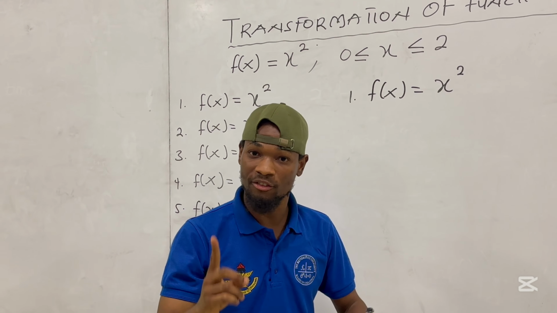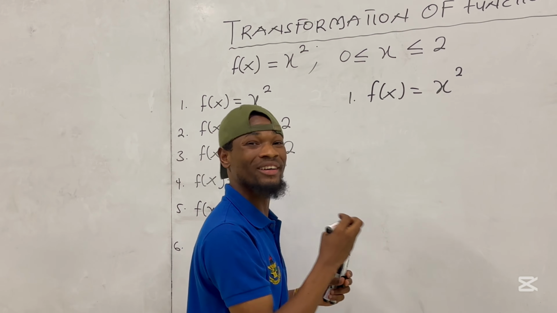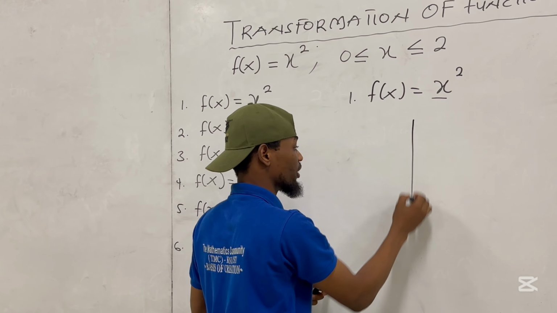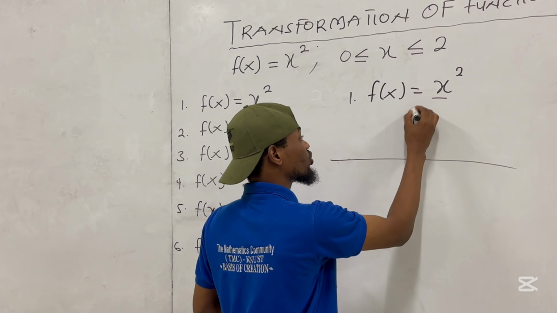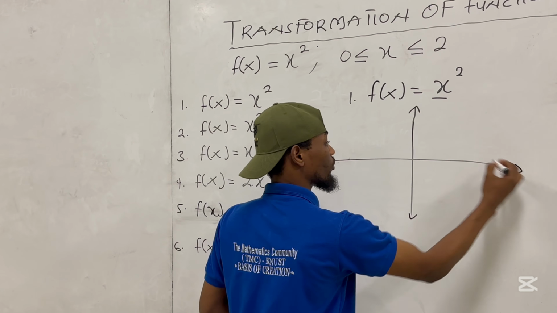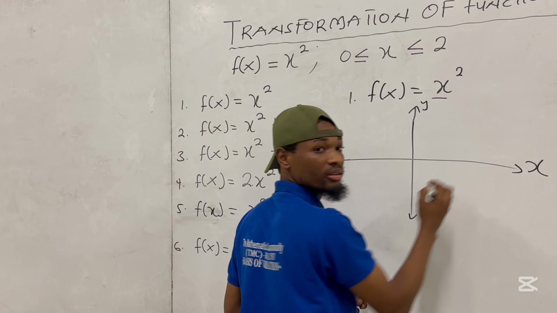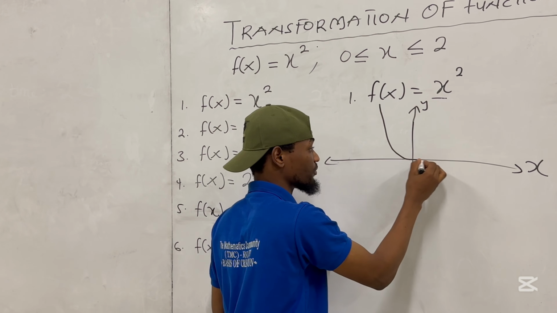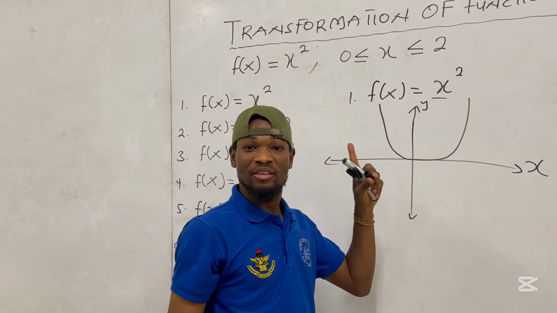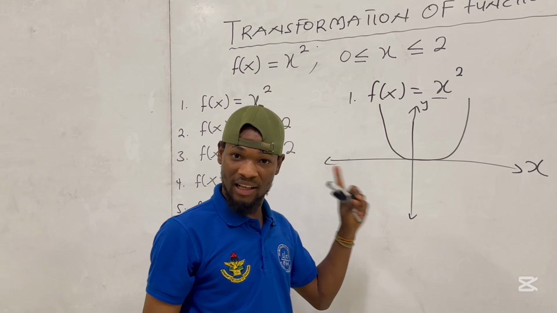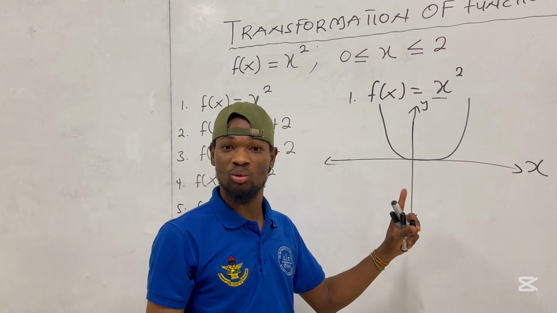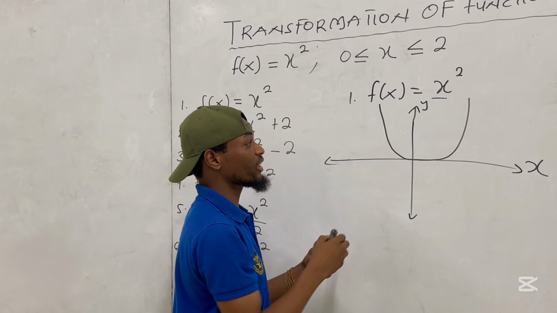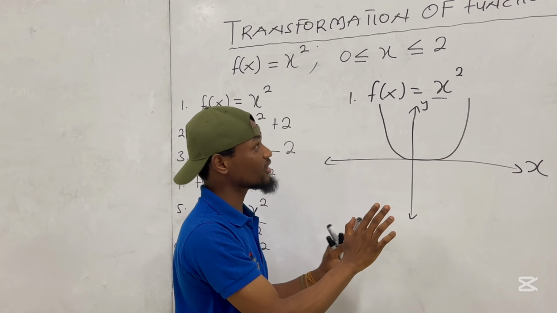Under normal circumstances, viewers, we already know that to graph x squared, you have your xy graph this way, so y, you have your x. So the graph of x squared is something like this. From our first lesson, the introduction to transformation, we learned about this. So this is for f of x is equal to x squared.